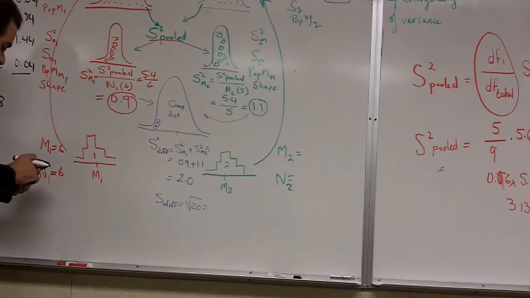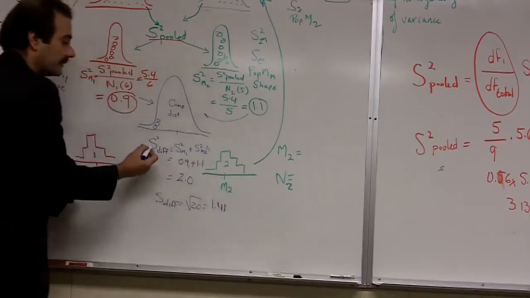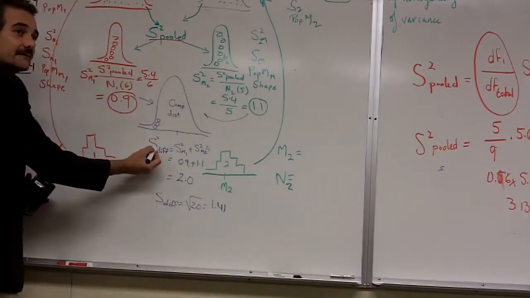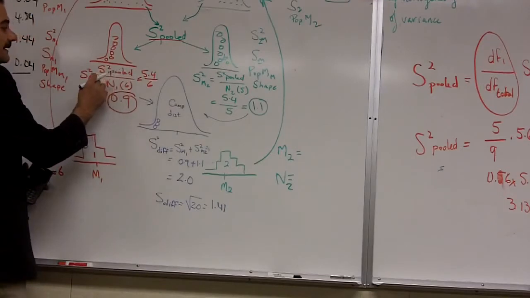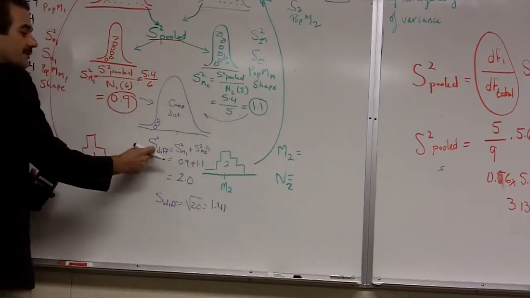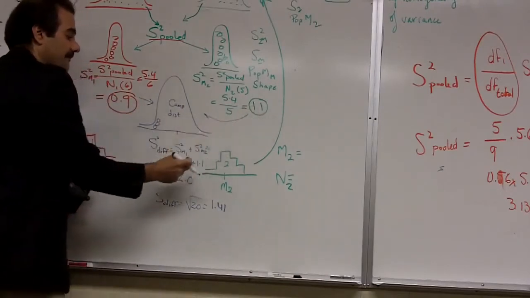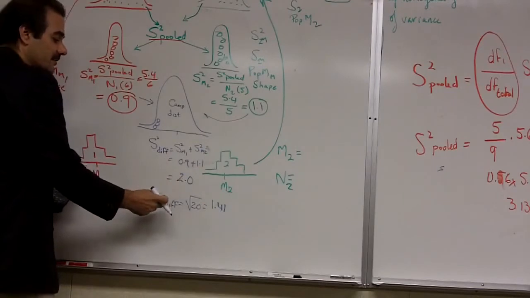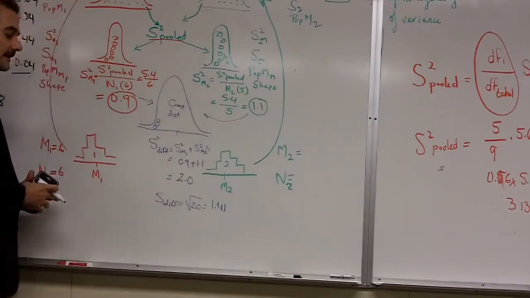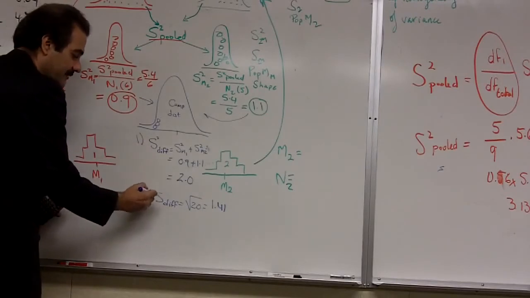The square root of 2 is 1.41. So the other one is S diff squared? Yeah, S squared diff, because we're summing up S squared m1 and S squared m2. So S squared diff is 0.9 plus 1.1, which gives us 2. S diff is 1.4. So this is number 1 from the comparison distribution. This is number 2. What else do we need?